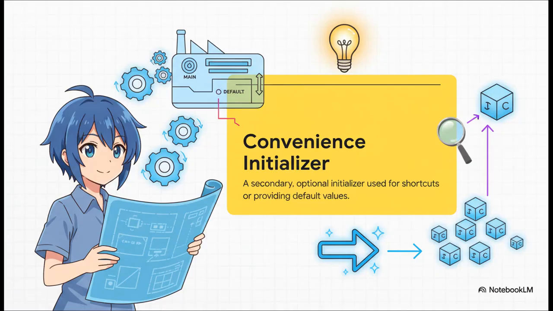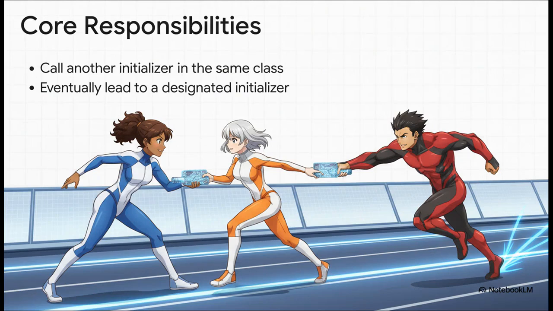A convenience initializer is exactly what it sounds like. It's a secondary, optional helper. Its purpose isn't to do the heavy lifting. Nope. Its job is to give you a simpler path to creating an object, usually by providing some common default values. Now, its rules are different, and this is super important.